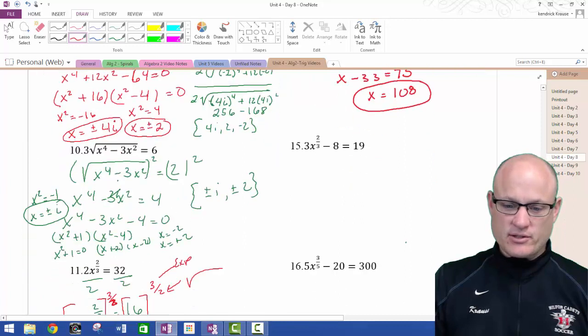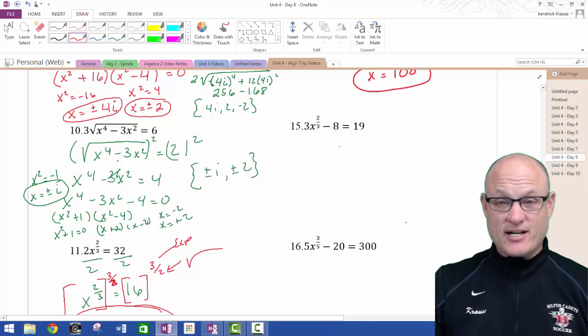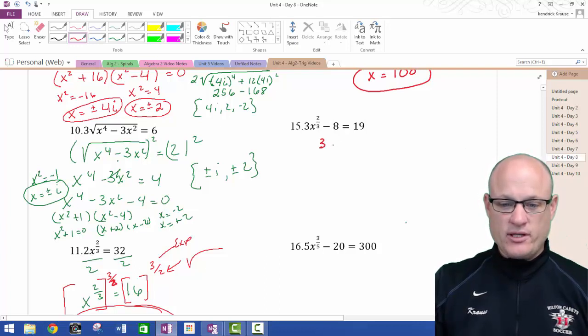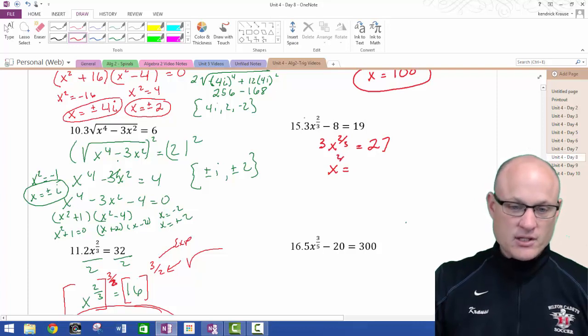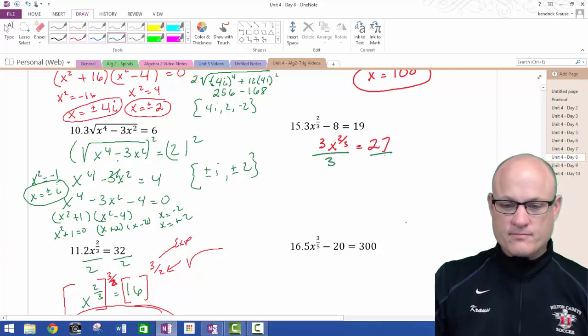Almost done, kiddies. I think we got 2 left, right? All right. So we got a couple things to do. We have to isolate that x to the 2/3. So we're going to bring the 8 over. So I get 3x to the 2/3 equals 27. Then I'm going to divide by 3. I'm going to actually show you the work because I want to make sure you understand it. We're going to divide by 3. And I get x to the 2/3 equals 9.